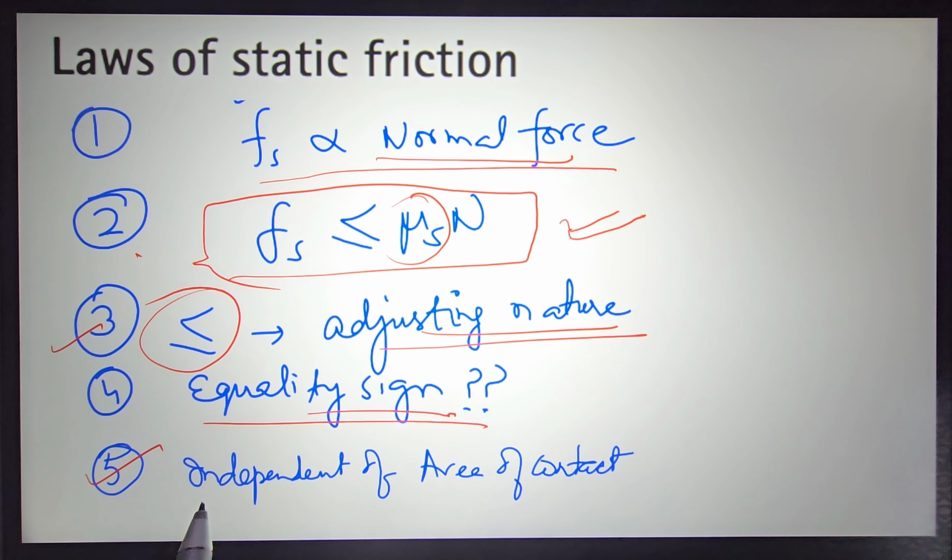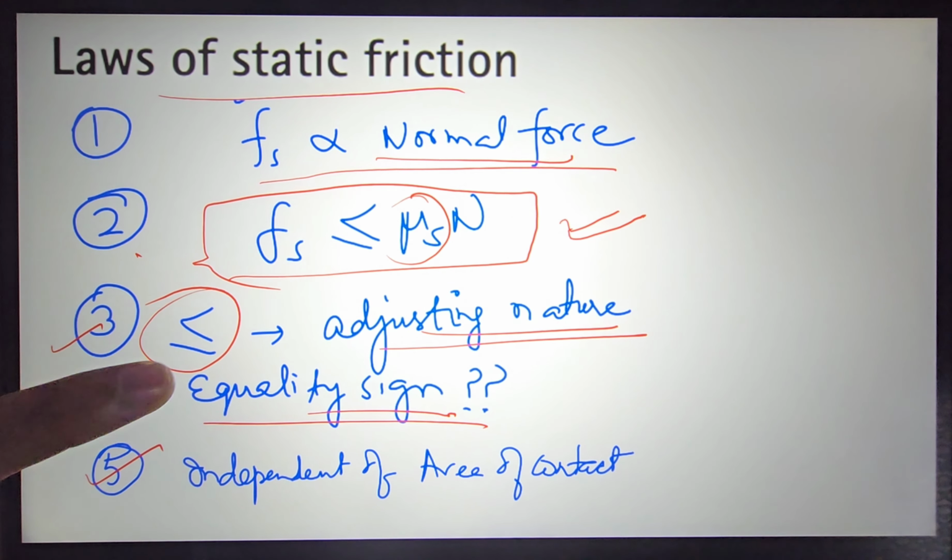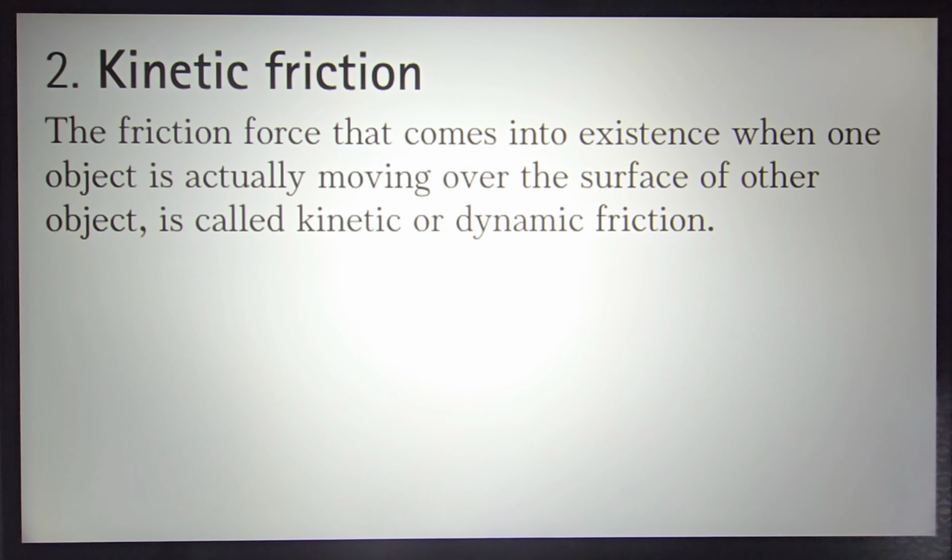See, and the final important thing is it is independent of the area of contact between the two surfaces. So these are the laws of static friction. Now see kinetic friction. What is the meaning of kinetic friction and what are the laws? We shall see now.